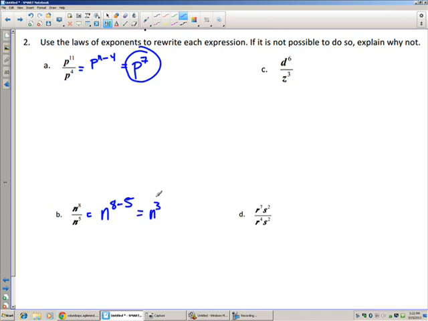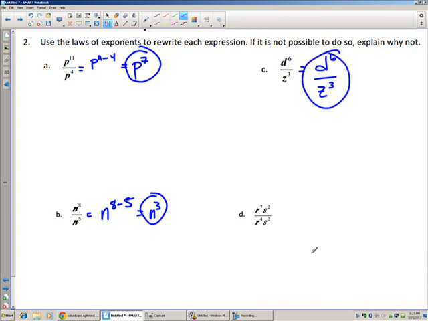Here, we can't do anything with this, and here's the reason why. We have d's on top, z's on bottom. Nothing's canceling there. So at the end of the day, d to the 6th divided by z to the 3rd is our final answer.